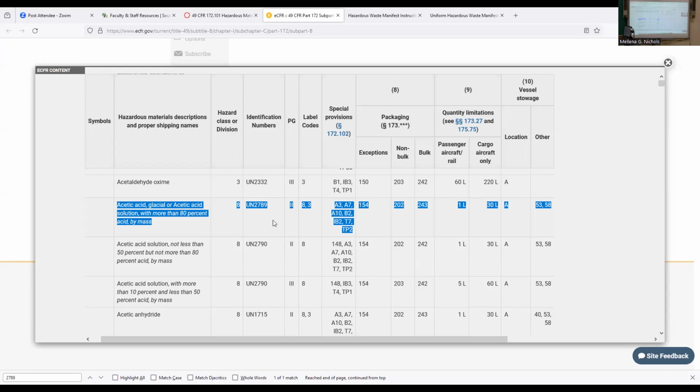Generator's name and mailing address. That is going to be your company that is shipping these materials out. And then if you move over to the right, just a little bit from that in the same box, it says generator site address. So you're going to put their name and phone number on the left-hand side, and then the mailing address, or I'm sorry, the site address on the right-hand side.